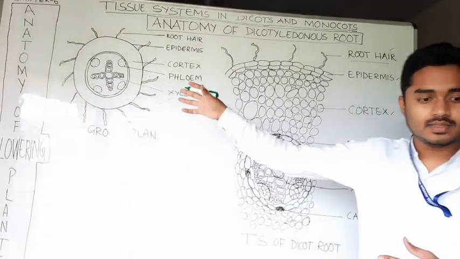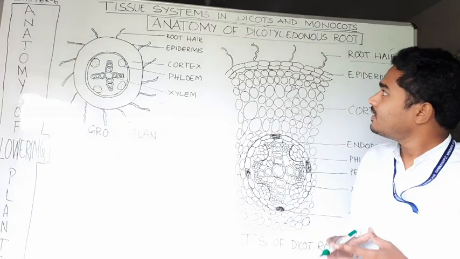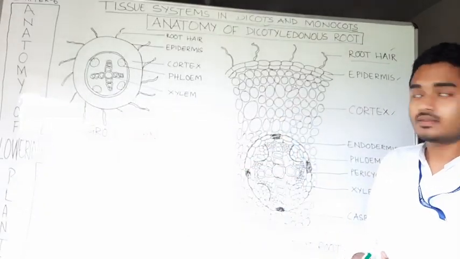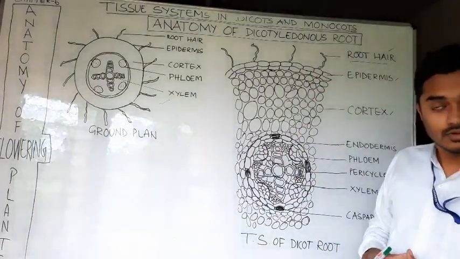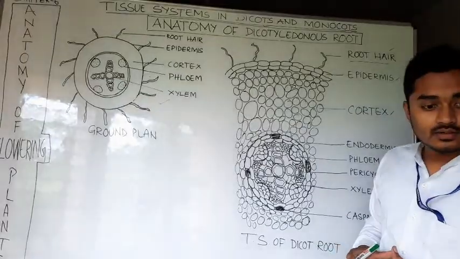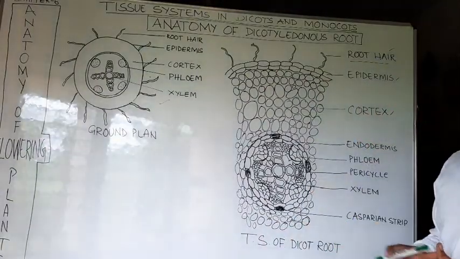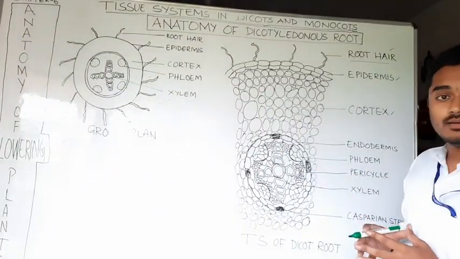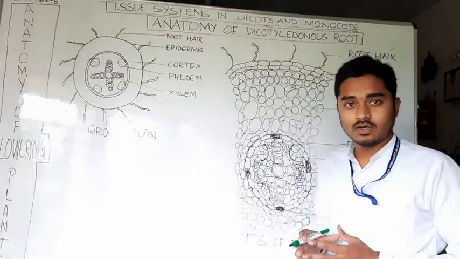So the name of the chapter is Anatomy of Flowering Plants, and the portion which we are going to discuss today is the anatomy of the dicotyledonous root, which is included in the tissue system in dicots and monocots. Here we will see how the various tissues are arranged in a dicot root.